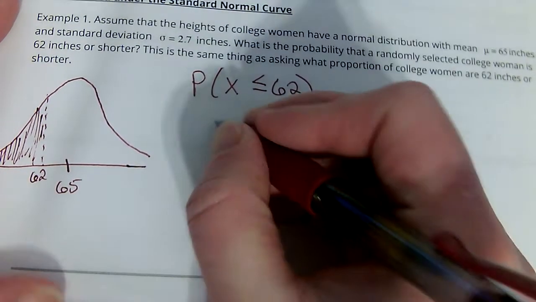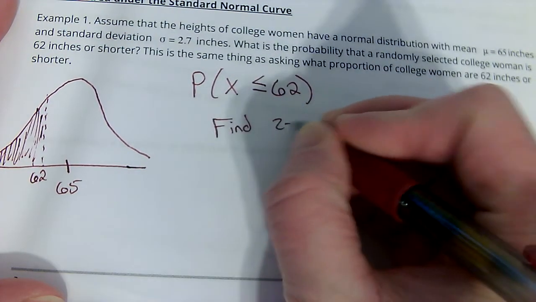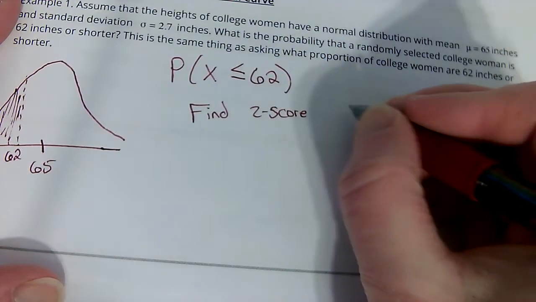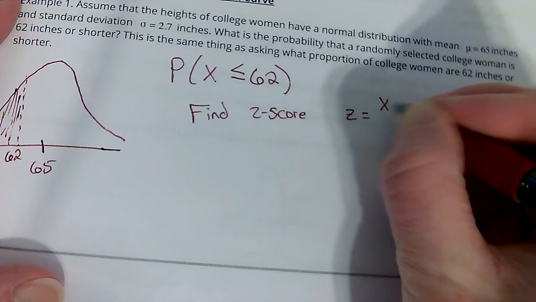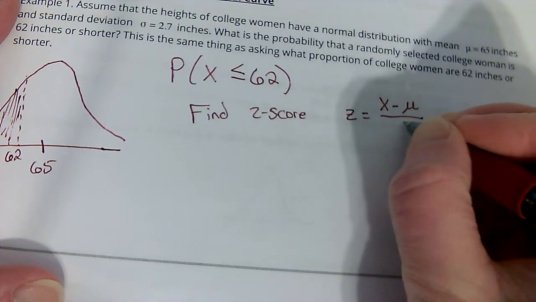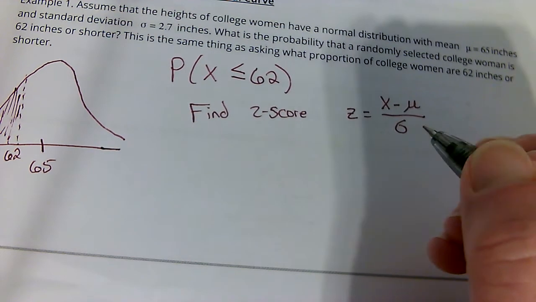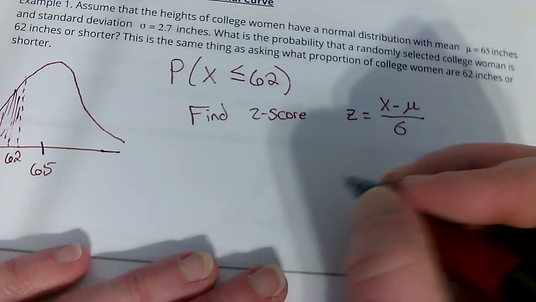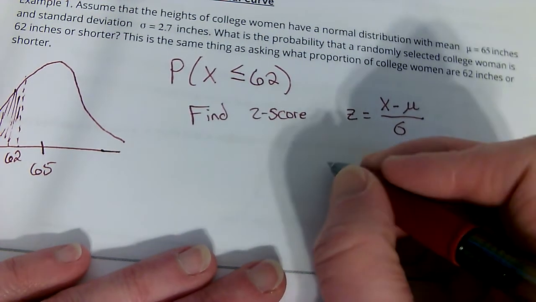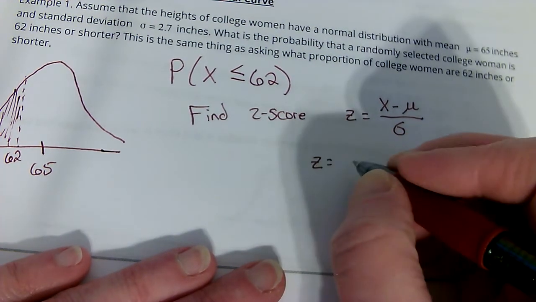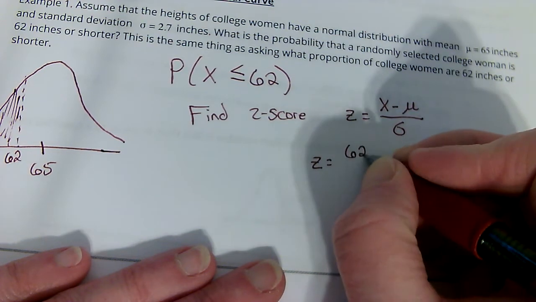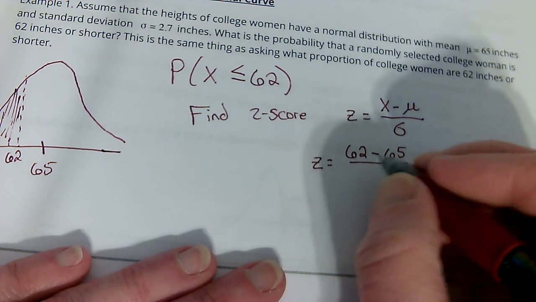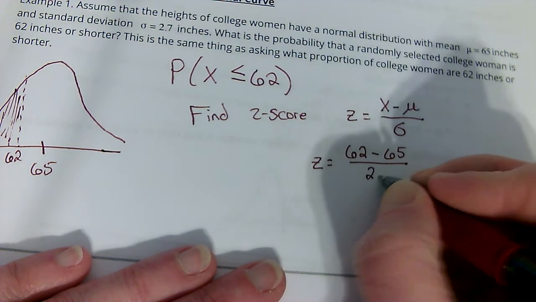Well, we're going to use the table, so we need to find the z-score. We're going to use the formula from the top: the x value minus the mean, divided by the standard deviation. What this is doing is normalizing this score so we can look at it on the table. This is also a good way to compare values. So the x is 62 minus 65, divided by the standard deviation, 2.7.